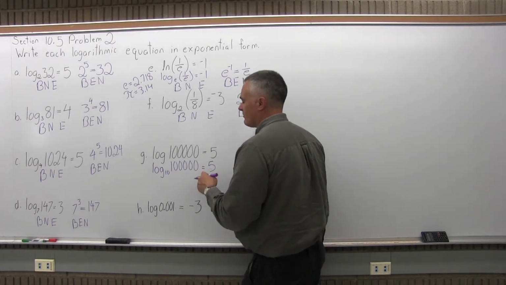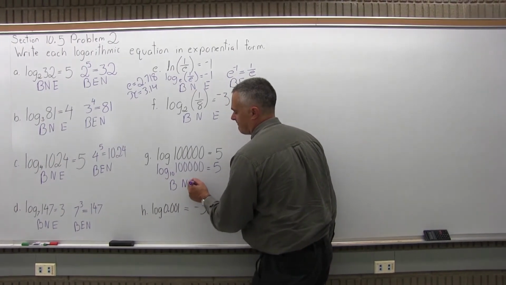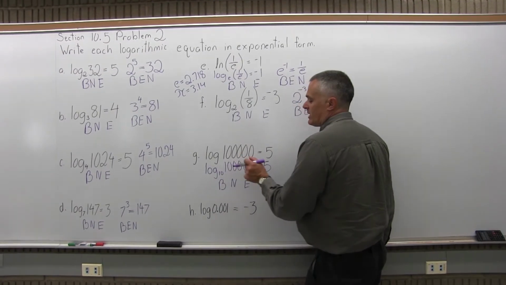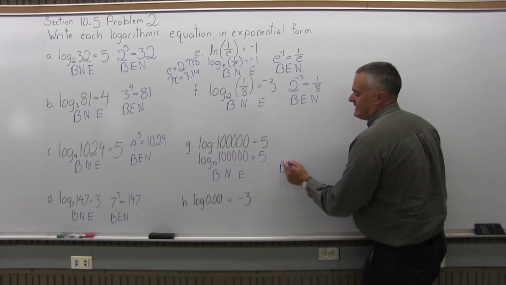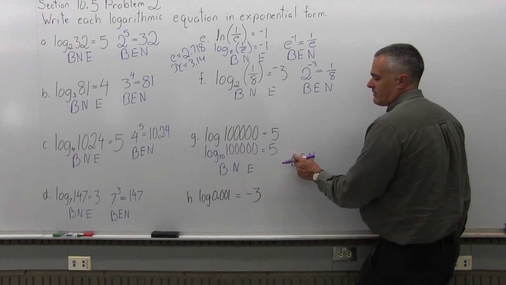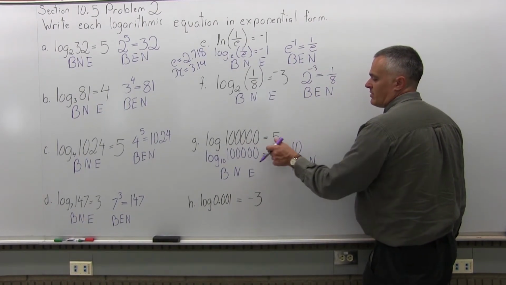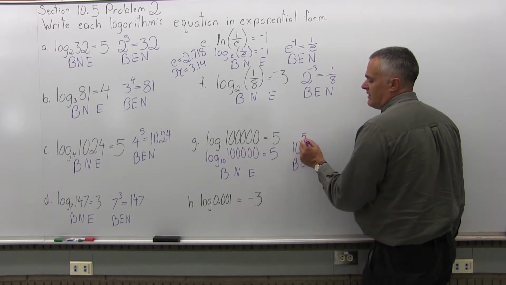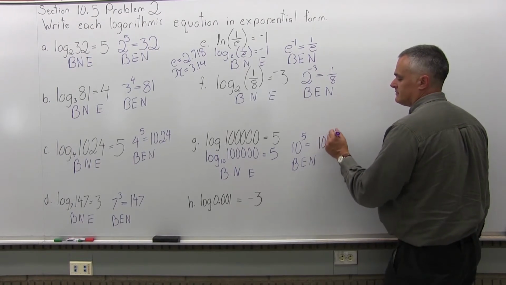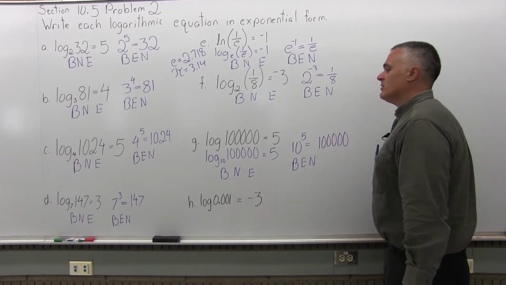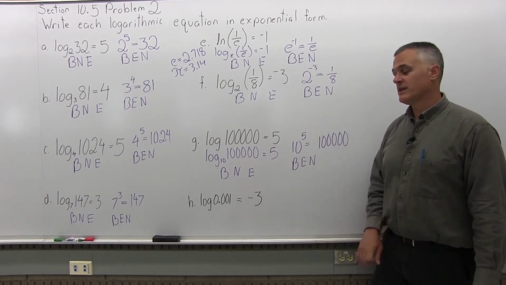So underneath log base 10 of 100,000 equals 5, I will again write Benny, B-N-E for base number exponent. The base is 10, the number is 100,000, and the exponent's 5. And off to the side, I'm going to write Ben, B-E-N for base exponent number. So first I write the base. Looking back to the problem, the base is 10. Then the exponent is 5, then equals, and then the number. The number is 100,000. So saying log of 100,000 equals 5 is the same as saying 10 to the 5th power equals 100,000.